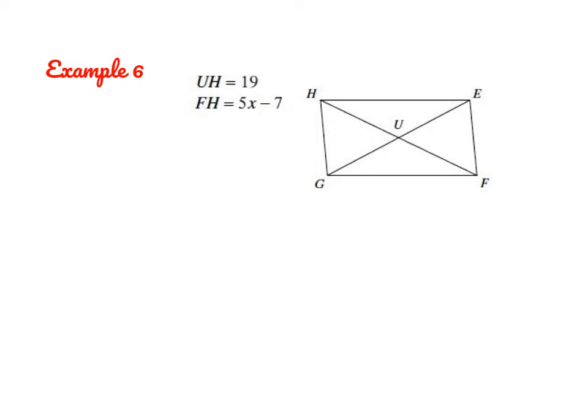Okay, let's look at this one. Here, once again, we have two diagonals. We also know that UH is 19 and that FH, all the way from here to here, the long segment, is 5x minus 7. So we're going to use that same statement again, that diagonals bisect, and I do need you to write down the statement for every problem.